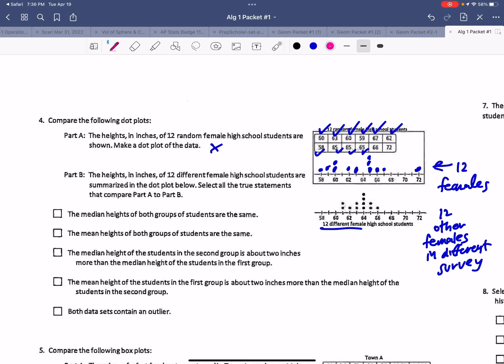It says the median heights of both groups is the same. So that's the number in the middle. So half of 12 is 6. So that would be 1, 2, 3, 4, 5, 6. So the median would be 64 here. 1, 2, 3, 4, 5, 6. The median would be 64. So the medians are the same. Yes. Both 64. The median height of both groups is the same.